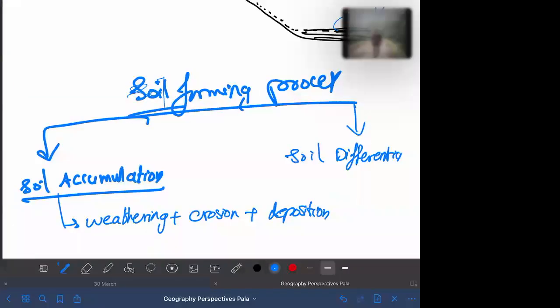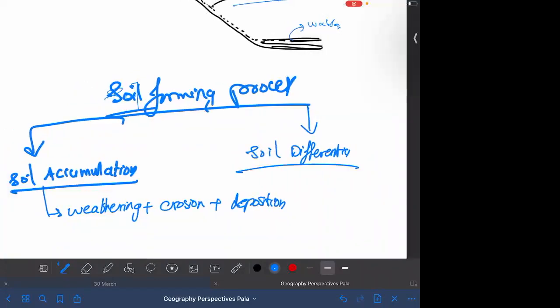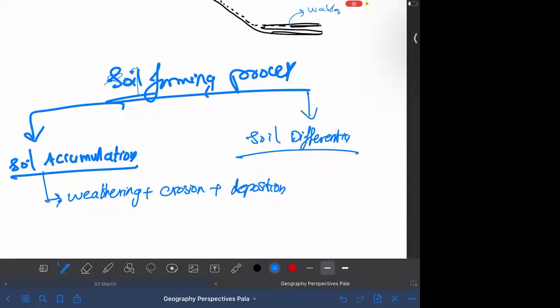Okay. Soil forming processes comprised of soil accumulation and soil differentiation. ഒന്ന് soil accumulate ചെയ്യണം, രണ്ട് ആ accumulate ചെയ്ത soilനെ എങ്ങനെയൊക്കെയാണ് differentiate ചെയ്യുന്നത്. Soil formation ലേക്ക് വരുമ്പോൾ first one is weathering, erosion or deposition, plus the vegetation elements. Vegetation separate എഴുതുന്നില്ല. These are the three processes in which that is happening. One more element that is there is humification.